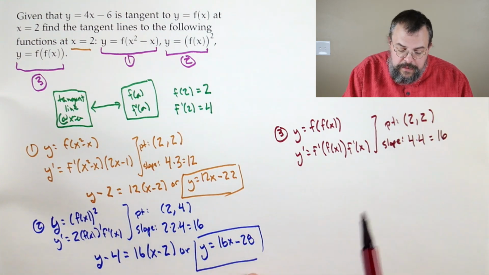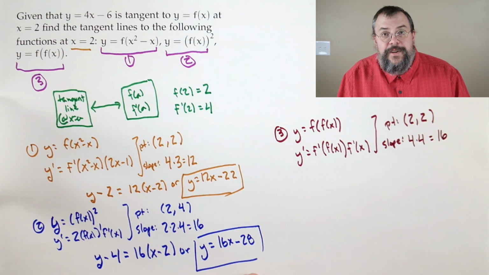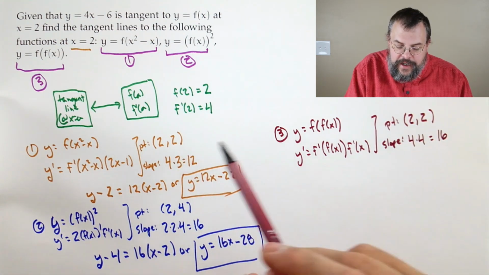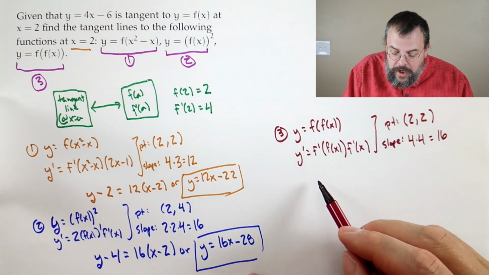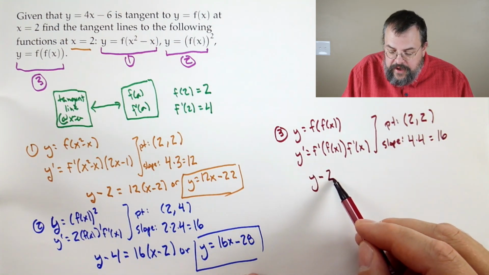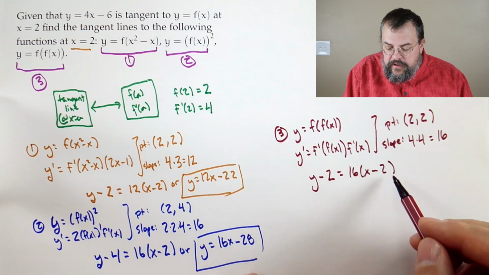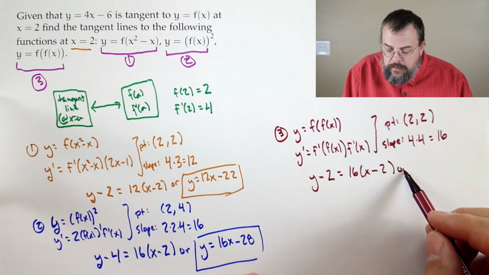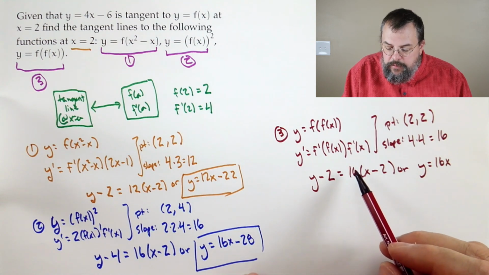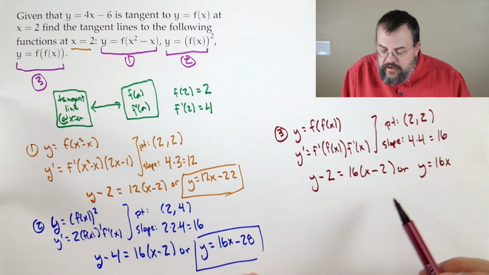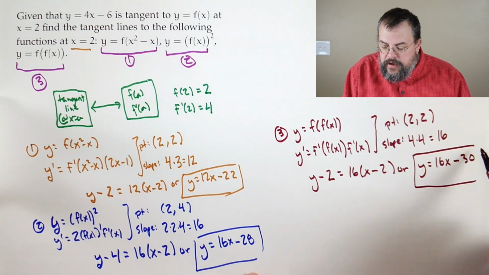So it's the same slope, but of course it's a different point. So different line. And here you can say, oh, it's the same slope, different point, different line. So these are all different. So y minus our y value is equal to our slope times x minus our x value. Or, what would we get? y equals 16x. Then we have minus 32 plus 2 more makes that minus 30. And there we go. That's it.